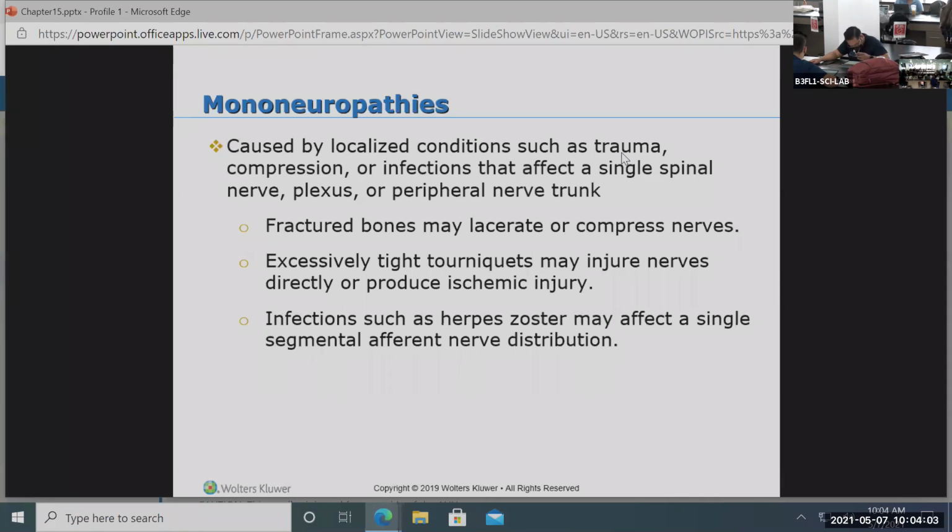Shingles, please remember. Shingles is also a type of mononeuropathy. Highlight herpes zoster and write it down, shingles. That may affect a single segmental afferent nerve. That's why they're so painful, because sensory nerves are involved. Painful rash.